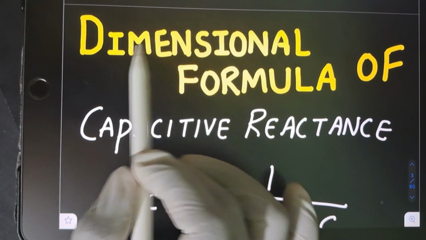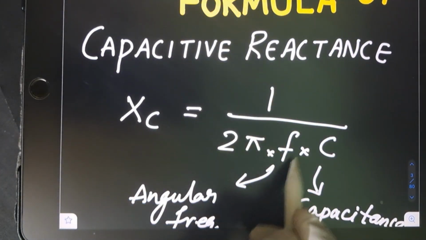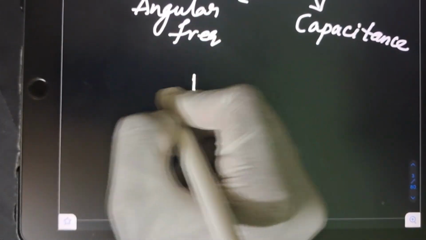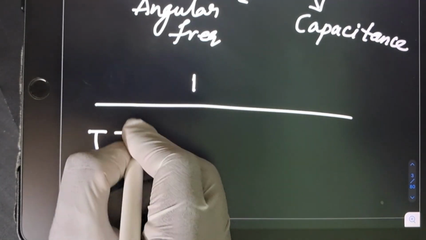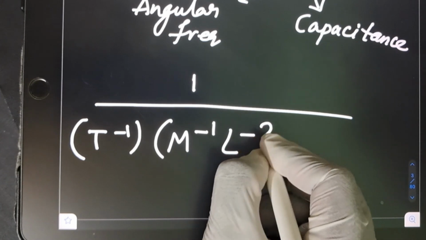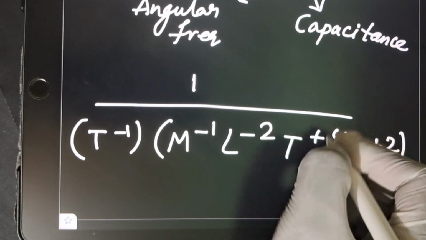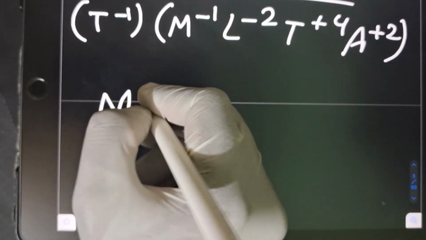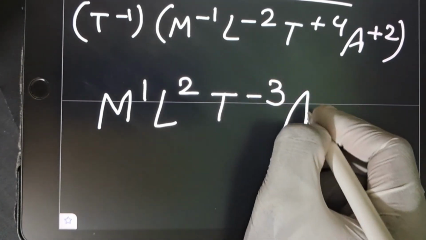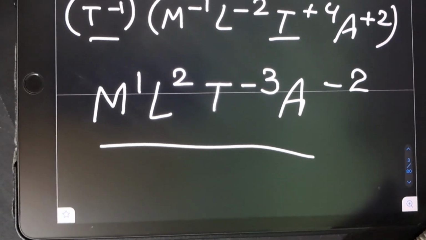To find the dimensional formula of capacitive reactance, Xc is equal to 1 by 2 pi F C. Here F represents frequency, C represents capacitance. So 1 by angular frequency gives T power minus 1, and the capacitance dimensional formula is M power minus 1, L power minus 2, T power 4 and A power plus 2. On reciprocation, we get M power 1, L power 2, T power minus 3, A power minus 2. This is the dimensional formula of capacitive reactance.